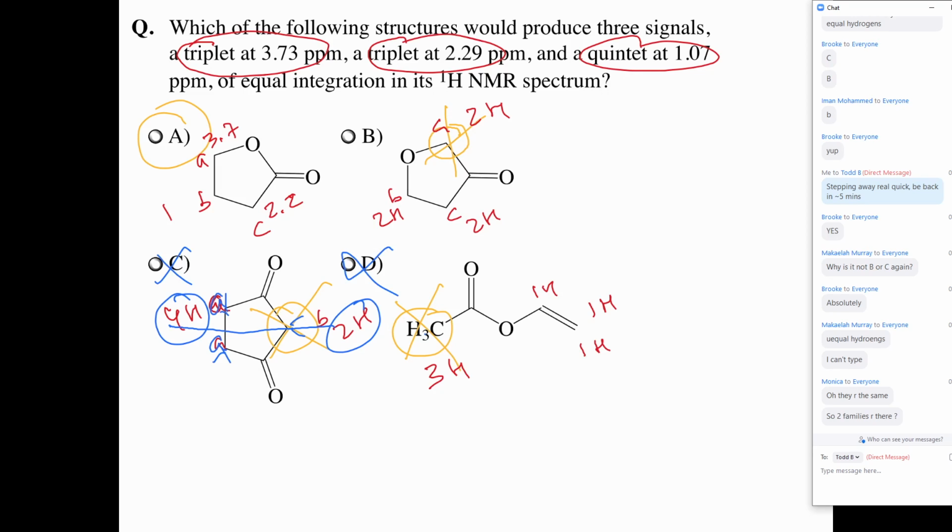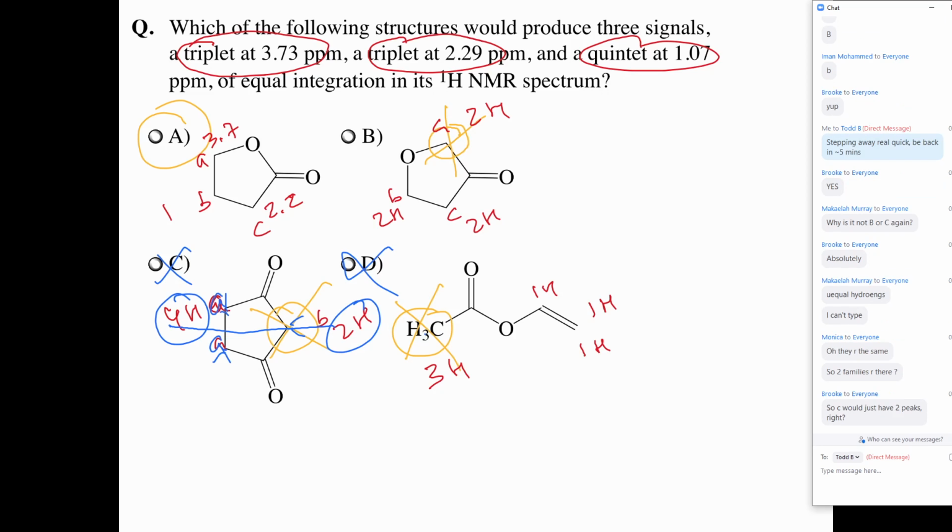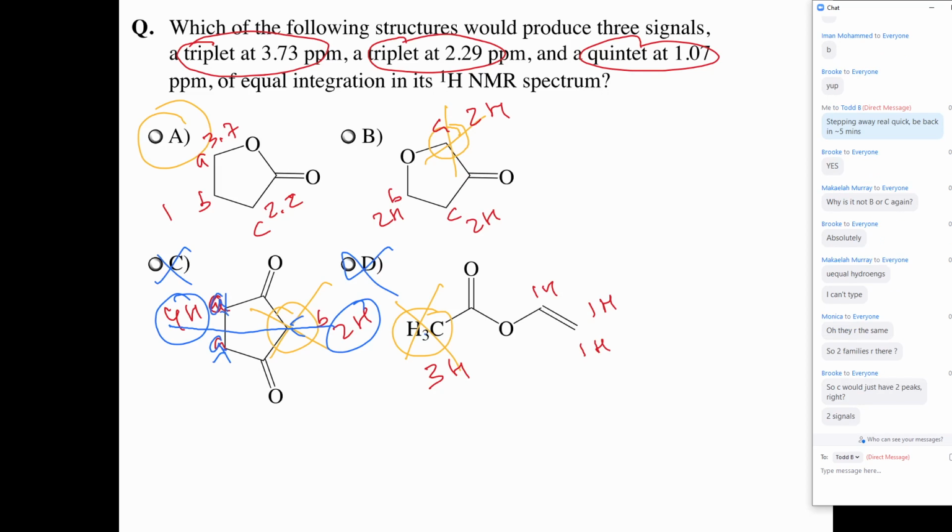Gotcha. So it's not specifically the number of hydrogens present, it's equivalent hydrogens. Okay, C would have just 2 peaks, exactly. How many peaks would B have? 2 signals, exactly, is the correct term. But did you know what you were saying?